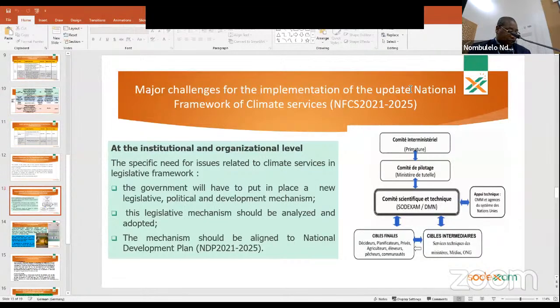The first challenge is the institutional organization: how to organize the national framework in link with the other institutions. The government will have to put in place a new legislative, political, and development mechanism. This legislative mechanism should be analyzed and adopted, and the mechanism should be aligned to the new National Development Plan of Cote d'Ivoire 2021-2025.